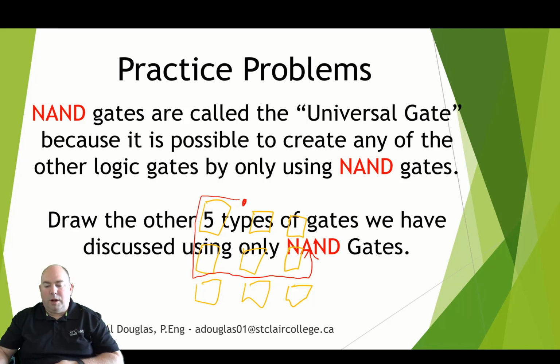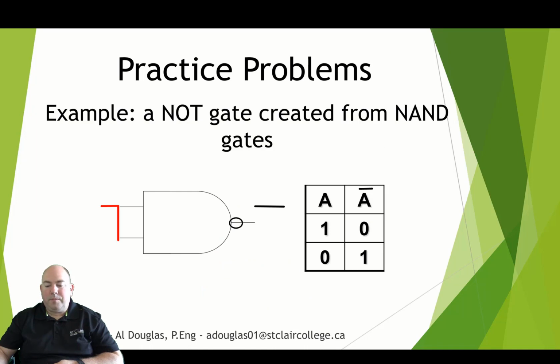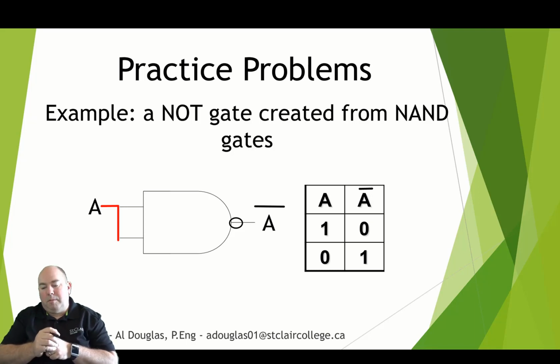So here's a challenge for you. Try to draw the other 5 types of gates we have discussed here by using only NAND gates. So for example, how would you create a NOT gate by using only a NAND gate? You could do that by doing this, basically taking the 2 inputs and tying them together. And then the solution here would be you put in A and you come out with A prime or A bar.